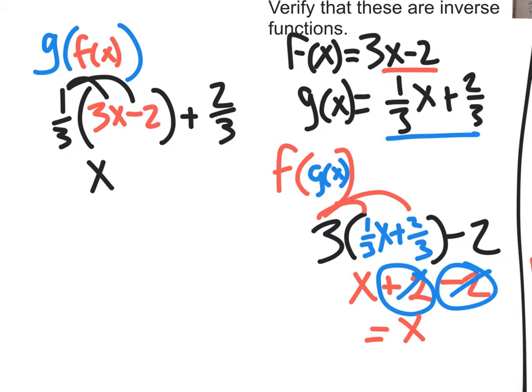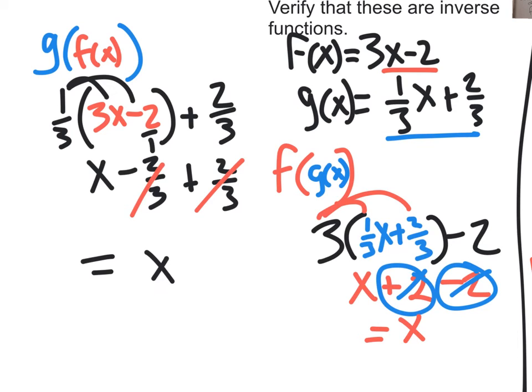1/3 times negative 2: you put the 2 over a 1 and multiply top with the top, bottom with the bottom. You're going to end up with negative 2/3. And you bring down the positive 2/3. And what happens with the negative 2/3 and the positive 2/3? They cancel out, and you're just left with x. We have verified that they are inverse functions of each other because when you plug them into each other, they both cancel out and just give you x.